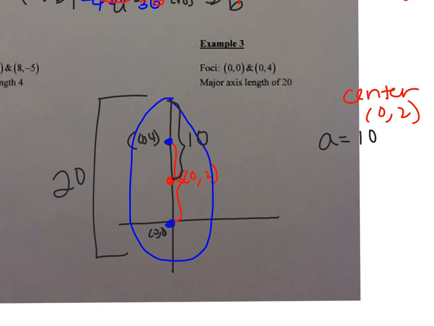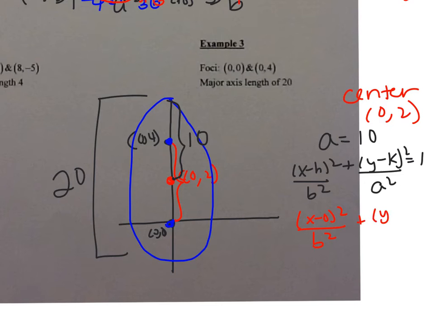So what we're going to do is use a squared equals b squared plus c squared. But let's write down what we know so far. We have (x minus h) squared plus (y minus k) squared equals 1. And my major axis is up, down, that means a squared is going to be underneath the y. So this is what I have so far: (x minus 0) squared over b squared, that's what I'm missing, plus (y minus 2) squared over my a squared, 10 squared is 100, equals 1. So I need to get my b.